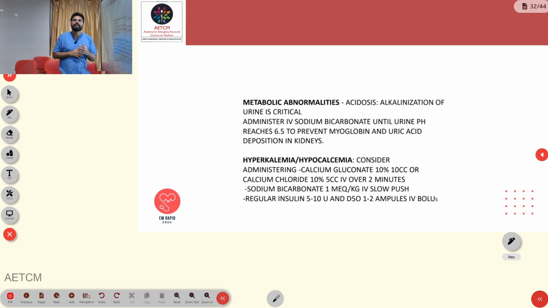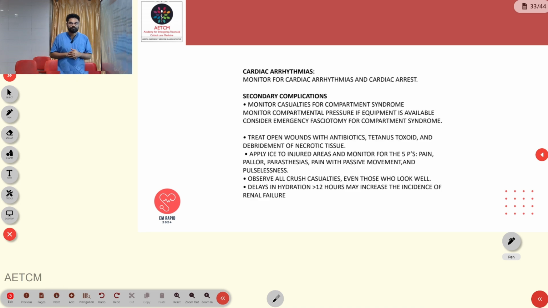There can be metabolic abnormalities like hyperkalemia and hypocalcemia, and the corresponding treatment is to be given. In the case of cardiac arrhythmias, we need to monitor the cardiac status of the patient and look for any abnormalities, especially electrolyte abnormalities. There can be secondary complications, so we need to monitor the patients for compartment syndromes.